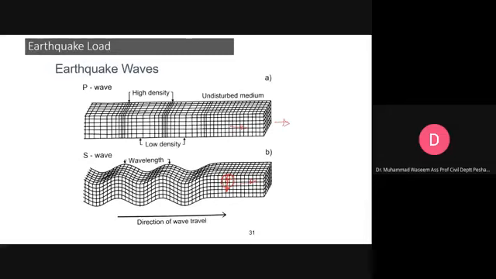The movement of the material particles will be in the perpendicular direction, but the propagation of the waves will be in the horizontal direction. The P waves are the fastest waves. They can travel through any material. They can travel through liquids. They can travel through solids. S waves can only travel through solids. The P waves travel in the form of compression and rarefaction. The S waves travel in the form of crests and troughs.